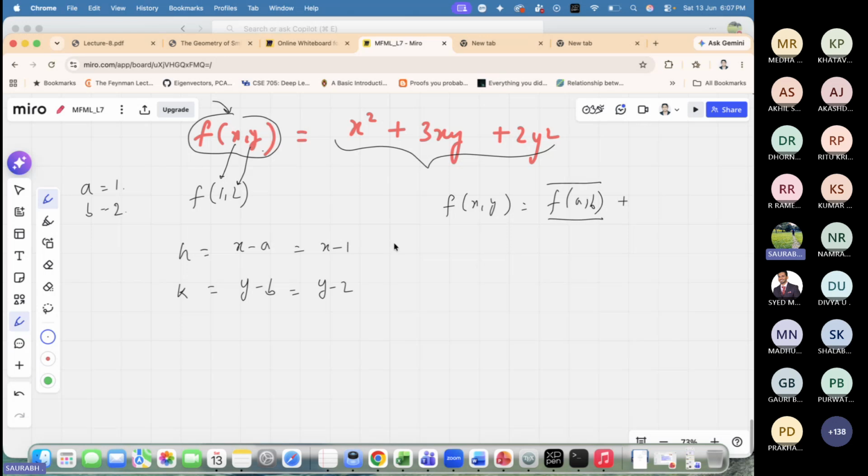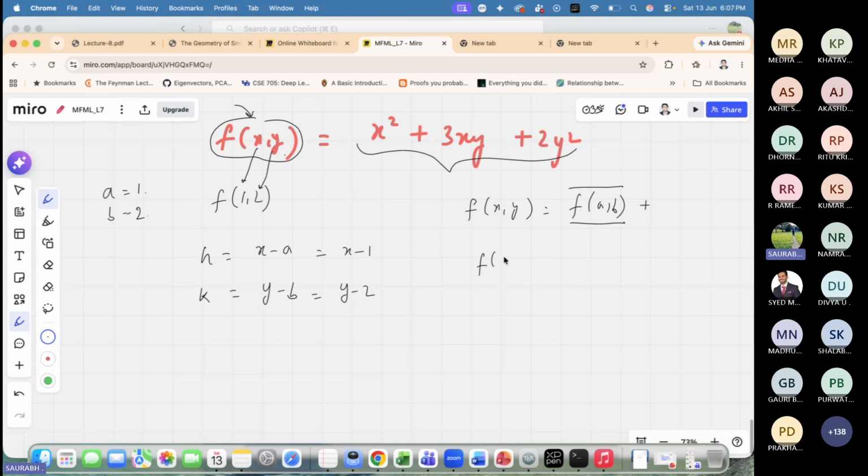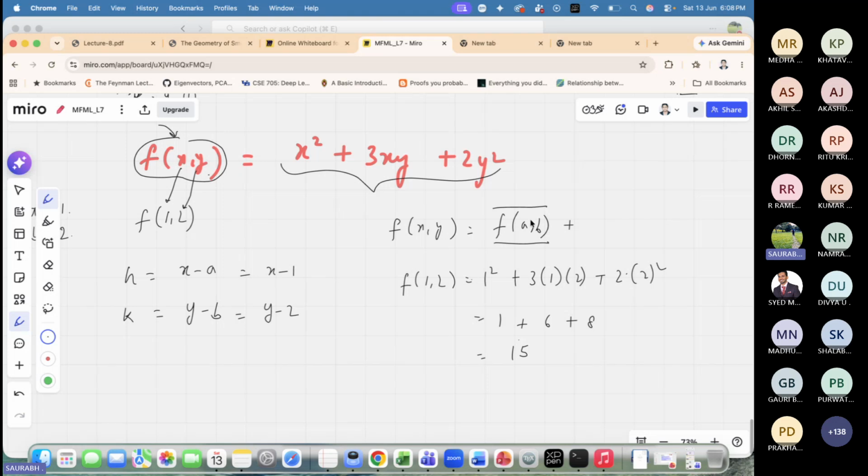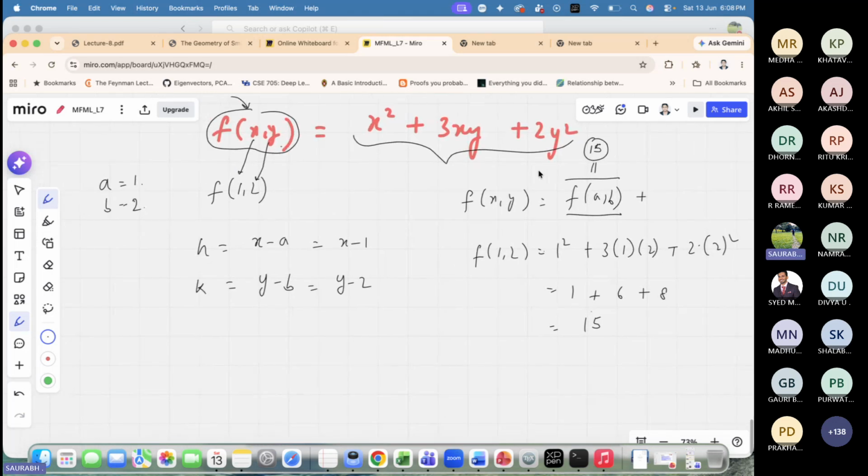f(1,2) is obtained by feeding in x equals 1, y equals 2. It becomes 1 squared plus 3 into 1 into 2 plus 2 into 2 squared, which comes down to 1 plus 6 plus 8, which is basically 15. So the very first term value is 15, which is good.